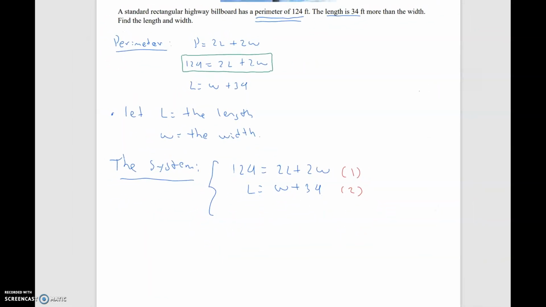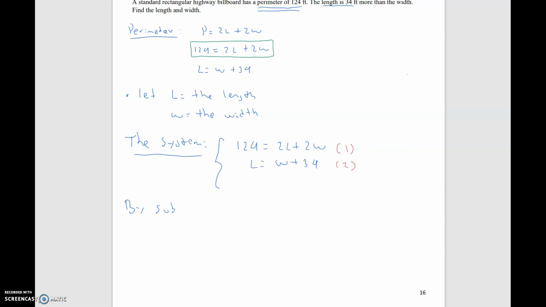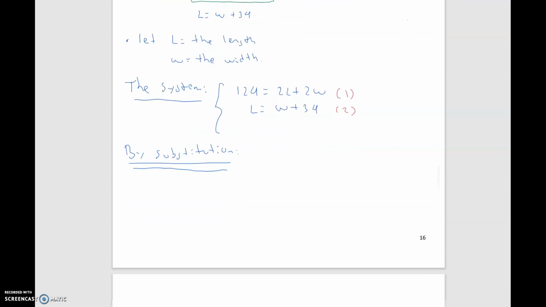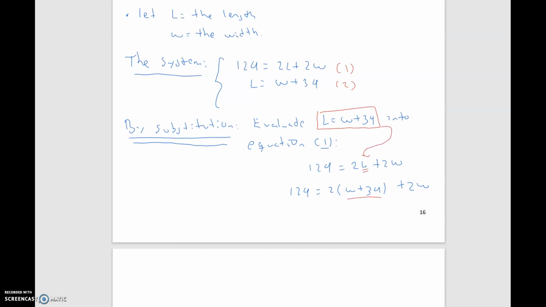They don't specifically say how to solve it. So for this one, I think it'll be okay to use substitution. The reason we're using substitution is because one equation is already solved for. So what we could do here is substitute L is equal to W plus 34 into equation 1. Equation 1 has 124 is equal to 2L plus 2W, or 124 is equal to 2 times W plus 34, plus 2W. So we're plugging in the value of L into this position.